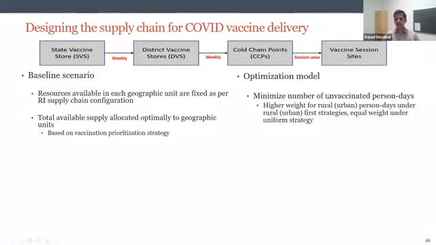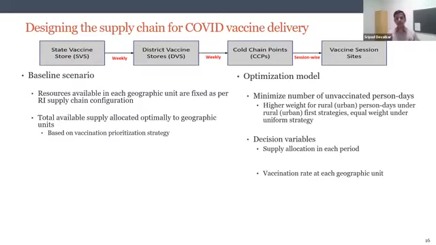Now, in our objective function, we give a higher weight to rural unvaccinated person days if what we're trying to capture is a rural first strategy. Because rural first means you want to prioritize rural people, and therefore giving them a higher weight would lead the optimization model to have a higher supply being allocated to rural areas. And conversely, if it was an urban first strategy, then a higher weight was given to urban unvaccinated person days. And they were both given equal weights under the uniform strategy.